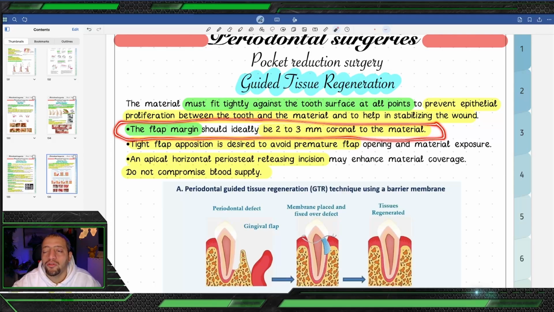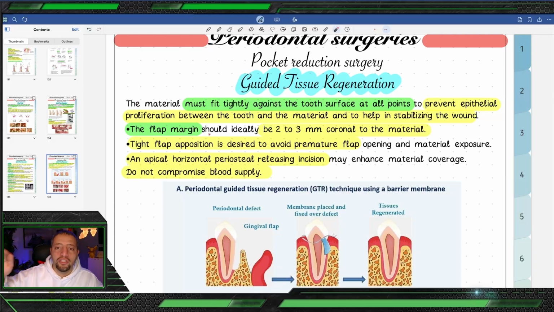What's the strict requirement of GTR? Enough attached gingiva. Because if you do not have enough attached gingiva, you're going to end up with flap dehiscence. And what's the flap technique you are going to use? Coronally positioned flap. So in guided tissue regeneration, the strict requirement is attached gingiva. Which type of flap? Coronally positioned flap. Which material must you use? Membrane. Which material can you use? The bone graft. You can use it or you cannot use it.